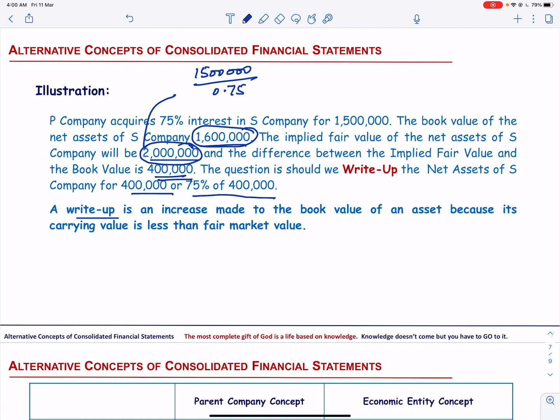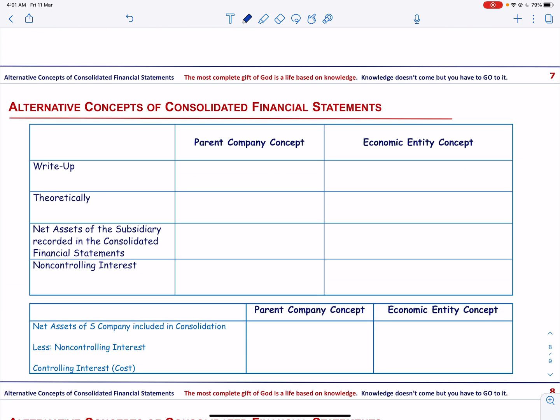Let us see how the net assets of S company will be written up under the parent company concept and economic entity concept. The write-up in the case of a parent company will be 75% times the difference between the implied fair value and the book value we have calculated in the previous slide, that is 400,000. So this will be equal to 300,000. In case of economic entity concept, the write-up will be the difference between the fair value, that was 2 million, minus 1,600,000. So this is equal to 400,000. So you see, that's the difference between the parent company concept and the economic entity concept.